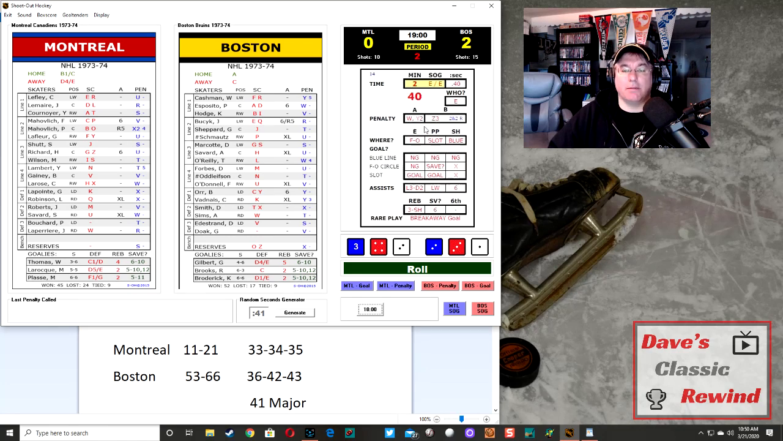So now we flip for time again. Okay, 1 minute off the clock. So I click down here. 18 minutes. So now we roll for action. 44. 44 is nothing. So we go back to roll for time. 3, 1, 2, 3. So we got 15 minutes to go here in the second period. Boston leading this one 2-1.